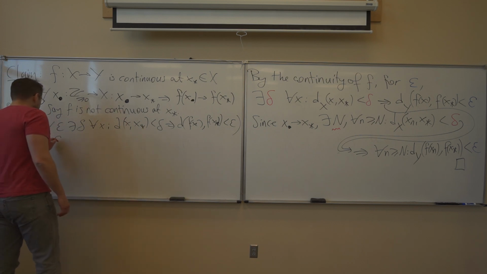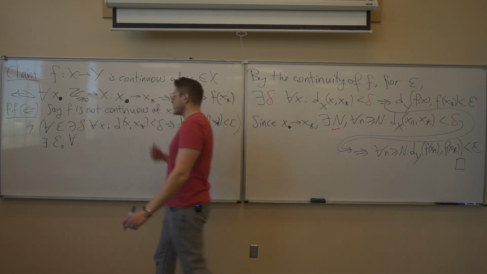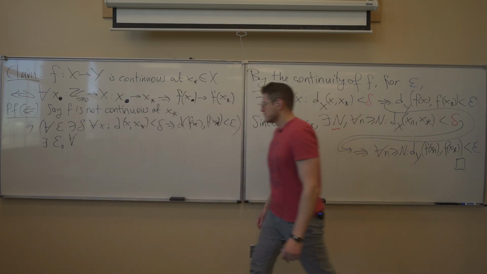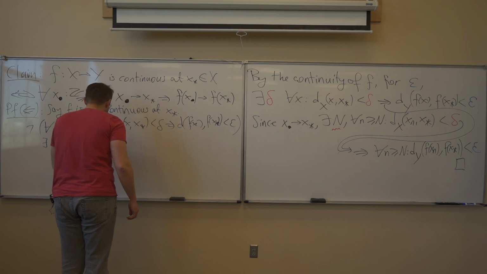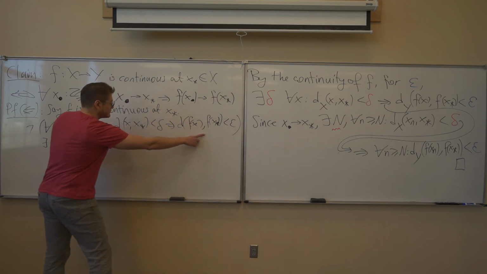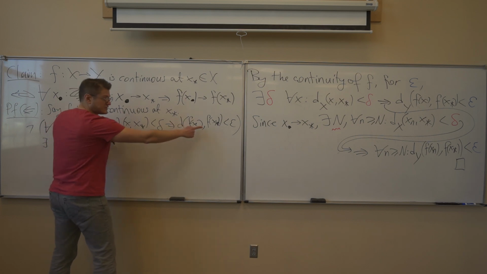So there exists an epsilon. Let me use epsilon 0. It's a specific one. For any delta, there's an x such that now I need to negate this statement. If this, then that. How do you negate it? You say this, but not that.